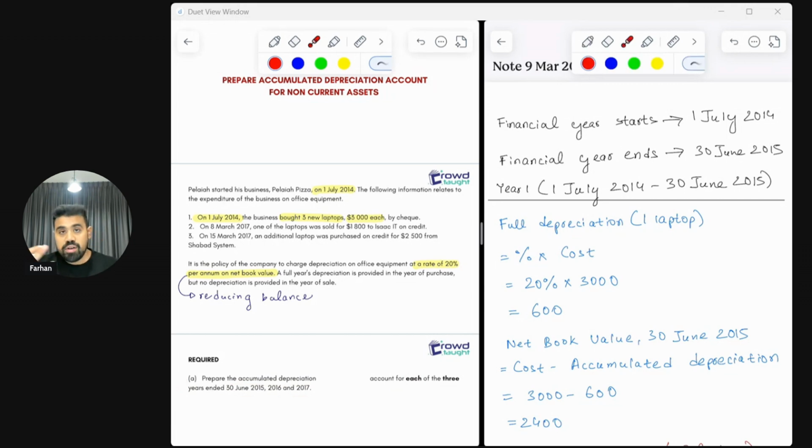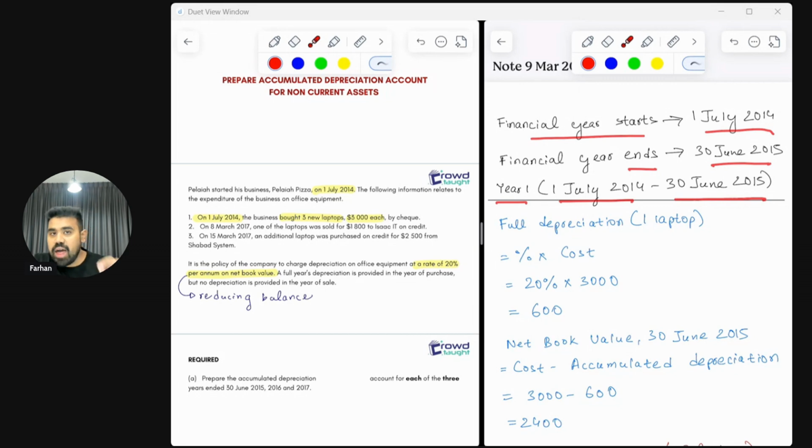First of all, we understand that the business started on 1 July 2014. So the financial year started on 1 July 2014, which means the first financial year should end on 30 June 2015, which is 12 months after 1 July 2014. So in year one, which starts on 1 July 2014 and ends on 30 June 2015, we had bought three laptops, and each of those three laptops cost us $3,000.